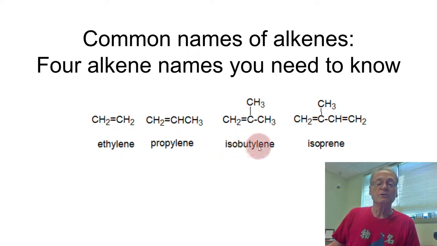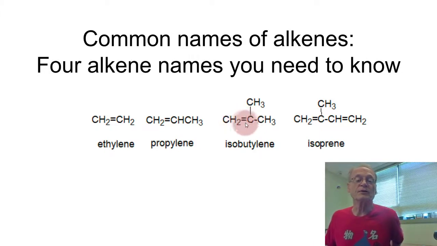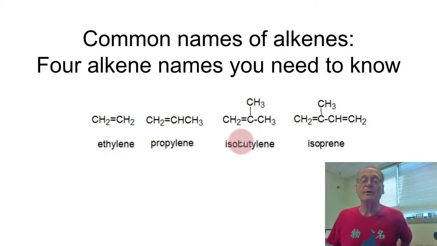This is isobutylene, and again, same idea. The reason it's got the iso prefix, as we've seen before, is because it has two methyl groups on the same carbon, as all iso molecules do, and happens to have a double bond then between the first and second carbon. So this is called isobutylene. Again, basically you just have to memorize these names.